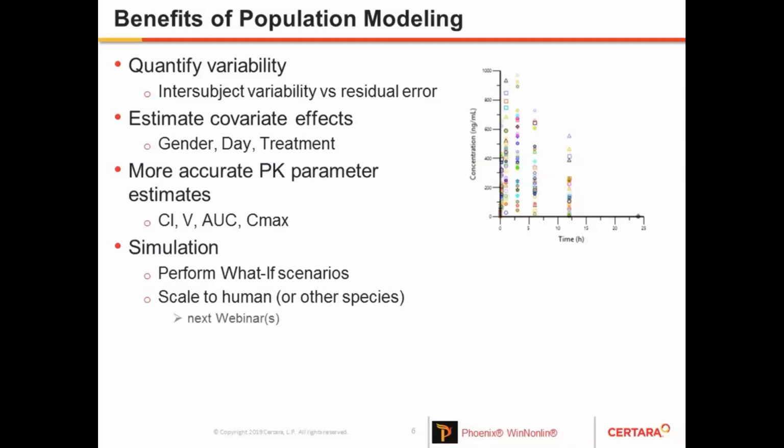It allows you to split up the random components into inter-subject variability and intra-subject variability, or better, residual error. And it is this inter-subject variability, also called between-subject variability, that allows us to estimate covariate effects. Covariate effects enable us to explain some of the variability. So we have a means to quantify contributions from gender, from day, or from treatment. And this has a nice side effect, since the residual error is shrinking. When you are accounting for covariate effects, our parameter estimates are getting better. So you will end up with more accurate numbers.